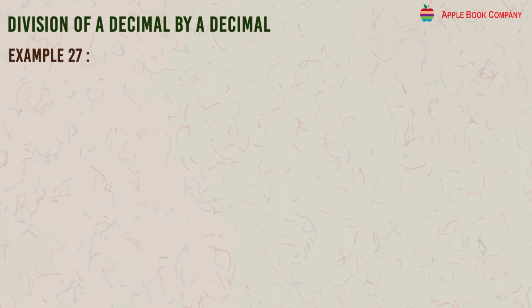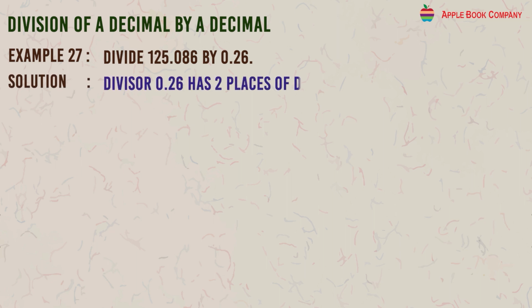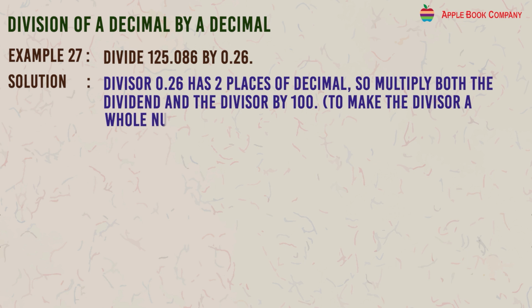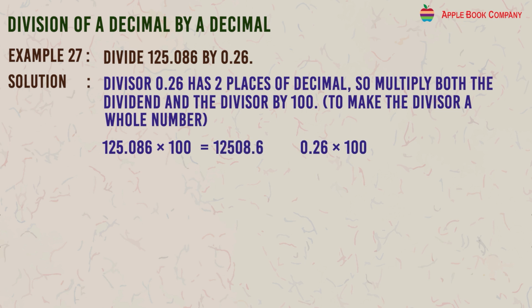Example 27. Divide 125.086 by 0.26. Solution. Divisor 0.26 has two places of decimal, so multiply both the dividend and the divisor by 100 to make the divisor a whole number. So 125.086 into 100 is equal to 12508.6. Similarly, 0.26 into 100 is 26.